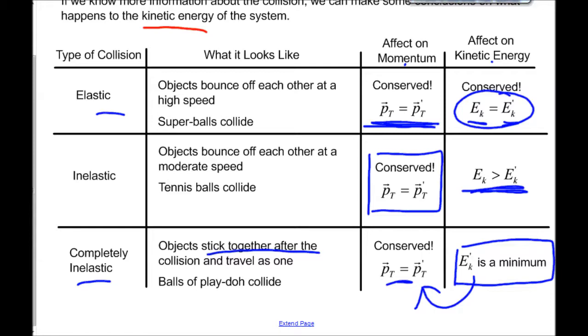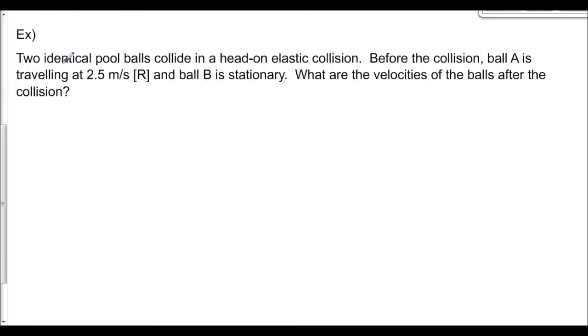So let's start by looking at a couple examples here. With those ideas in mind, let's take a look at a specific example. We have two identical pool balls, and they're going to collide in a head-on elastic collision. Before the collision, A is traveling to the right and B is stationary, and I want to know what the velocities of the balls are after the collision.